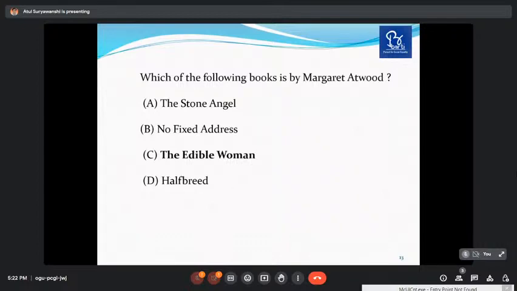Which of the following books is written by Margaret Atwood? The Stone Angel, No Fixed Address, The Edible Woman, and The Half-Breed? The answer is The Edible Woman. So The Edible Woman is the novel written by Margaret Atwood. Now it becomes our duty to search the writer Margaret Atwood in detail. So what are the characters in The Edible Woman? What is the theme of this novel? What is the message of this novel? Such questions should arise in the mind so that the content should become stronger.